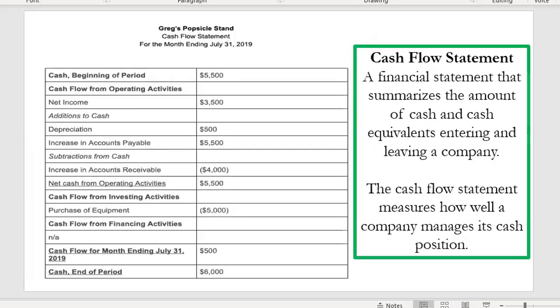All right, so this is an example of a cash flow statement, what a cash flow statement looks like. You can see that here on the right, it says a cash flow statement summarizes the amount of cash and cash equivalents entering and leaving a company. The cash flow statement measures how well a company manages its cash positions.